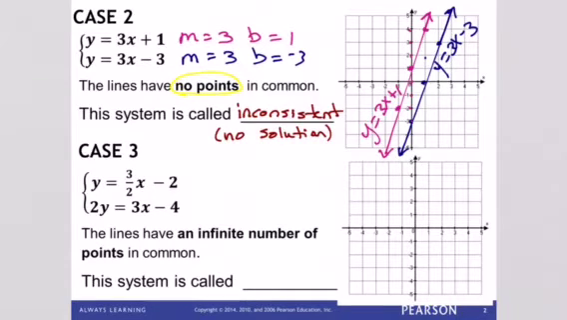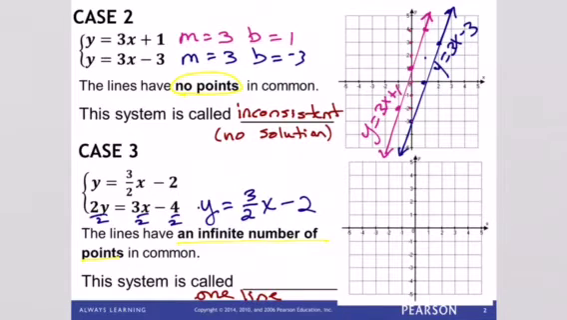And then we have the third and final case, which is when we have an infinite number of points. So you might think about how that can happen. If we look carefully at these 2 equations, I'm going to leave the first equation alone. The second equation, I'm going to divide everything by 2 because I want to get it in y equals mx plus b form. And when I do that, I get y equals 3 halves x minus 2. Well, check it out. That's the same as the first equation. So this is a case where it's only one line. The 2 equations are actually the same.